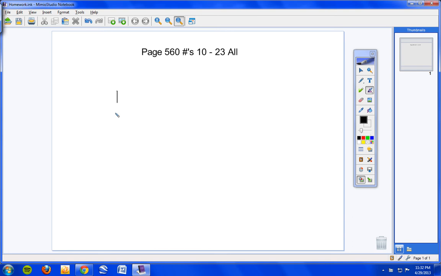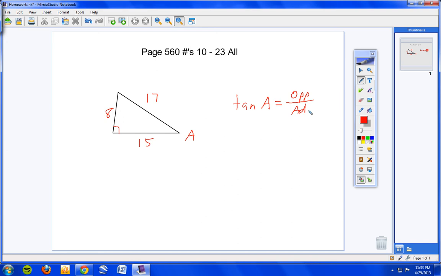So here's number 10. Triangle looks something like that. Not worried about being perfect. I don't care if it's an exact right angle. Here's 8, here's 17, here's 15, and here's A. And it says, find the tangent of angle A. So how do you find tangent? What's that formula? Opposite over adjacent. And you know what I'm going to do? Because I'm just a smart guy, I'm going to cut and paste that. Yes, I am.